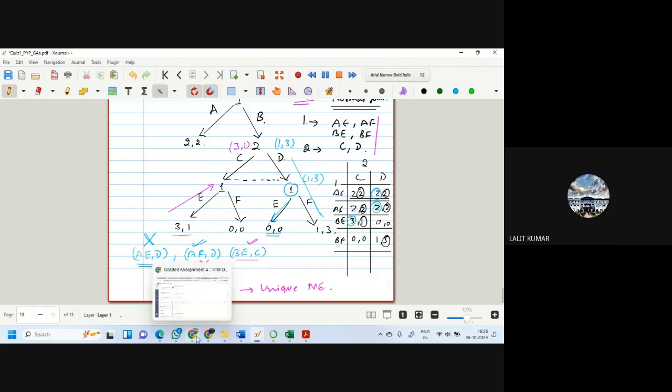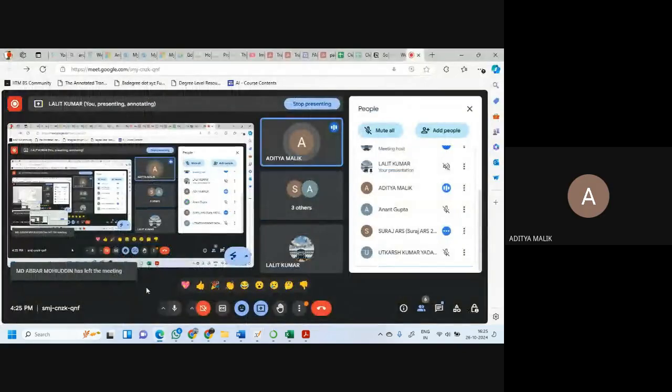Aditya, question? Sir, this was the question I was asking only. So this is clear now? Yes, sir. I was confused only in how the table was made because I was not getting the notation and the Nash equilibrium.